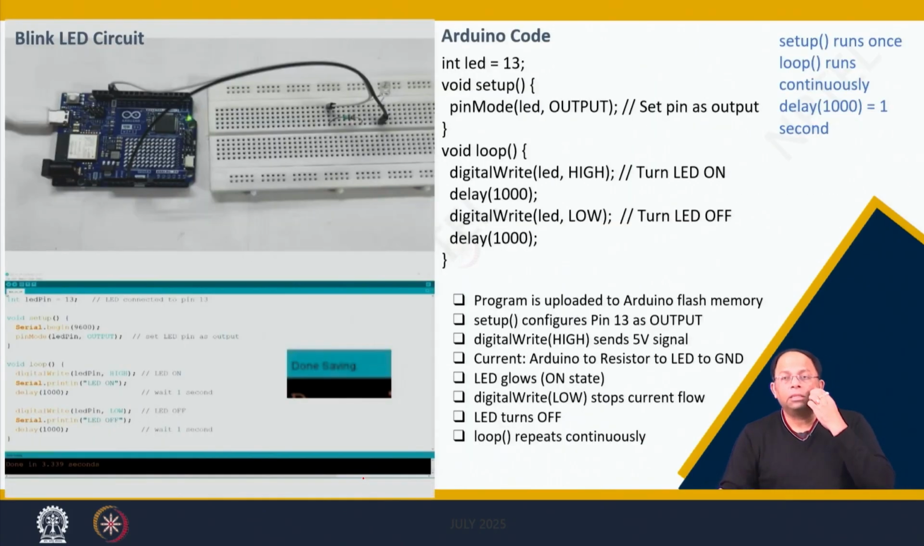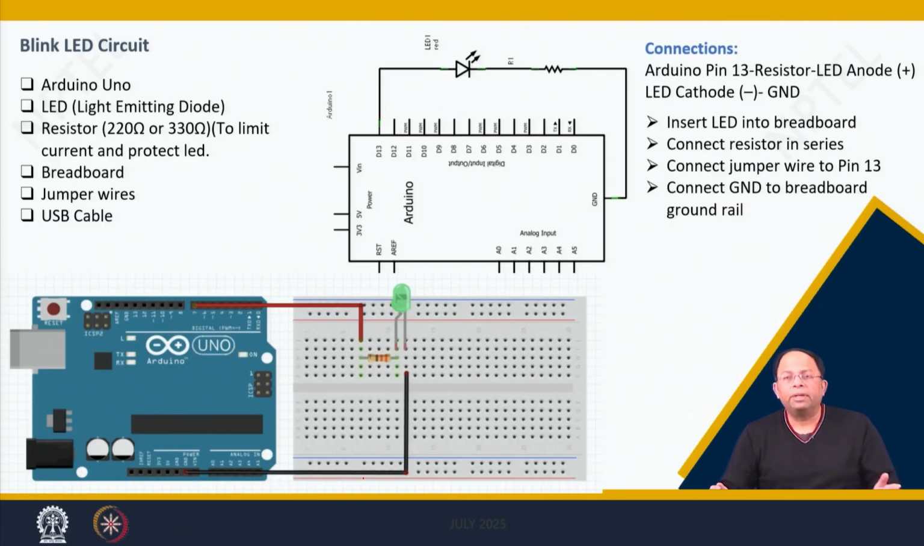So this is our first IoT circuit, or IoT prototype, you can say. What we are doing is a very simple thing. We are building a circuit where we are just trying to make an LED glow, right?